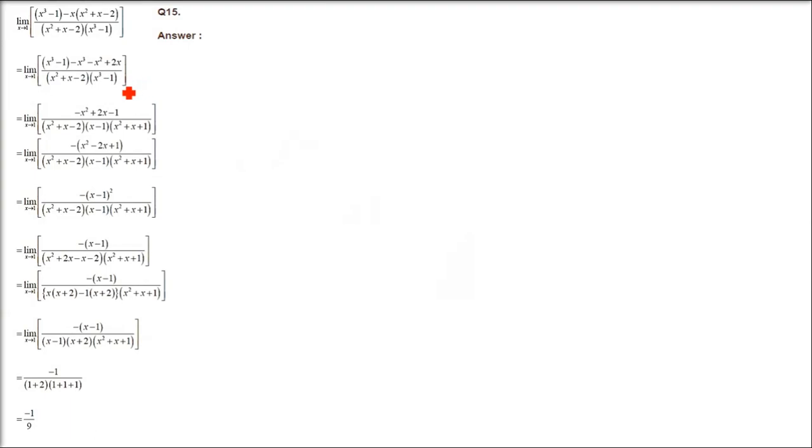Question number 15 here. So we have limit x tends to 1. Let me show you the question first. This is 1 by x square plus x minus 2, and then we have x by x cube minus 1. So it's quite clear that we can take certain things common, because we know that the limit is x tends to 1. So it has to be some x minus 1 factor which is there.